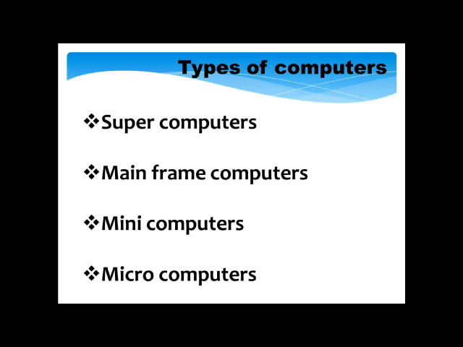And next is mini computers. Mini computers are used in small organizations. PDP second is an example of mini computer. Next is microcomputers, laptop, palm top, desktop, etc. are examples of microcomputers. And microcomputers are designed for entertainment, education, and office work.